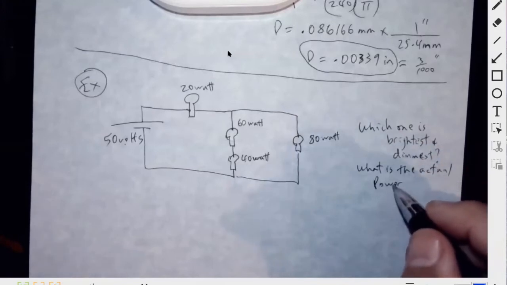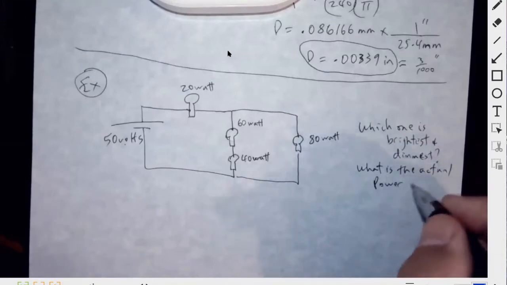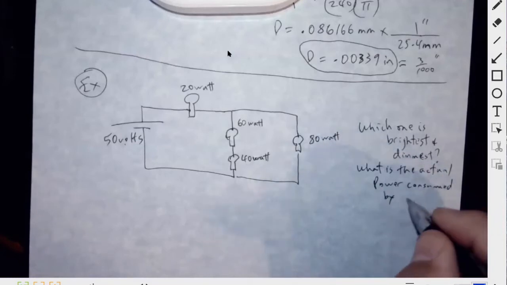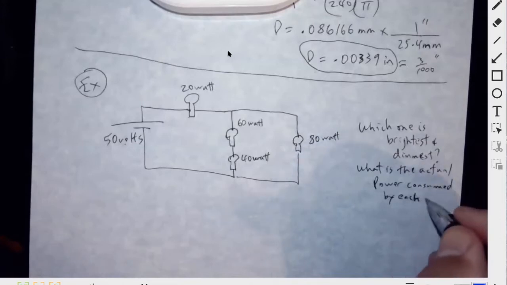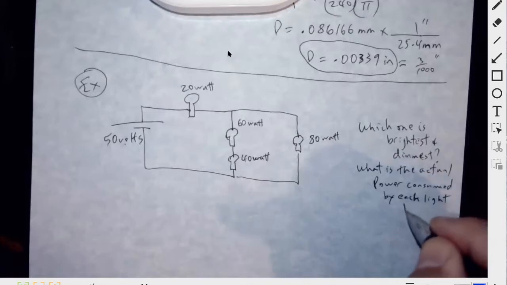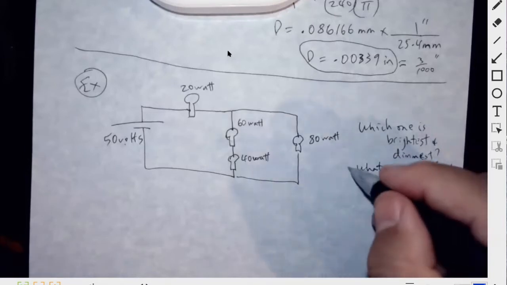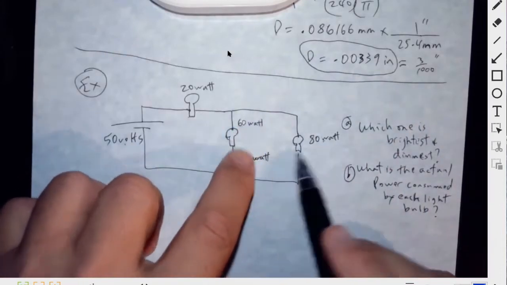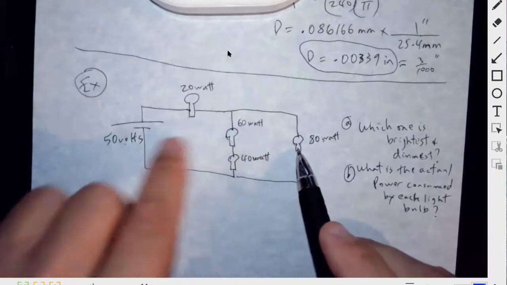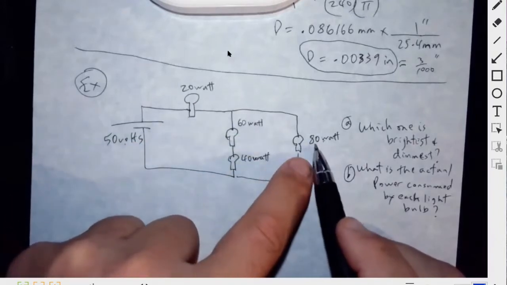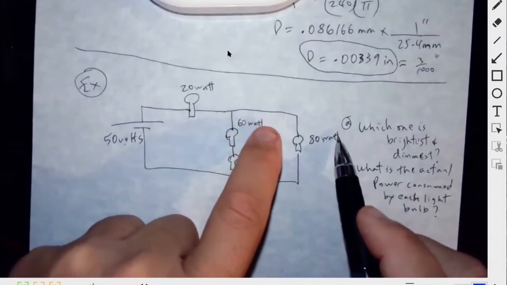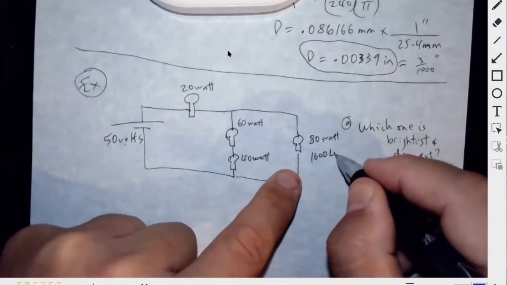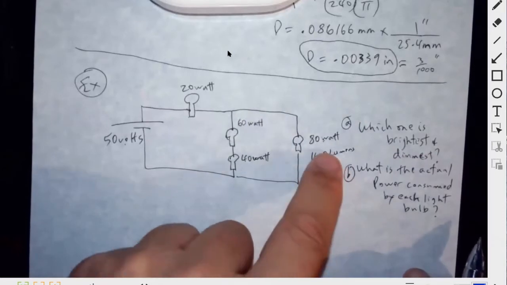Actually, it's better to word it this way: what is the actual power consumed by each light bulb? The reason that I word it that way is because these numbers are a measure of how much power the light bulb is consuming from your house electricity. They're not really a measure of the light output of that light bulb. The light output is measured in something like lumens, say 1600 lumens.